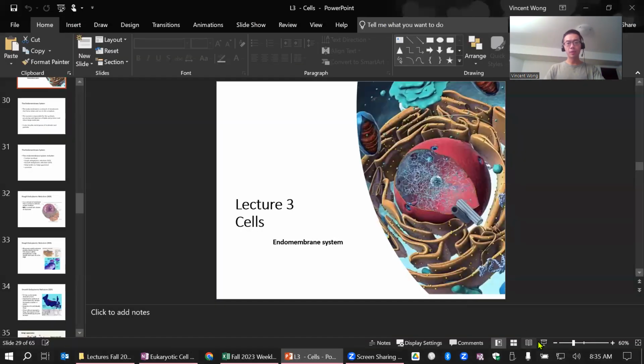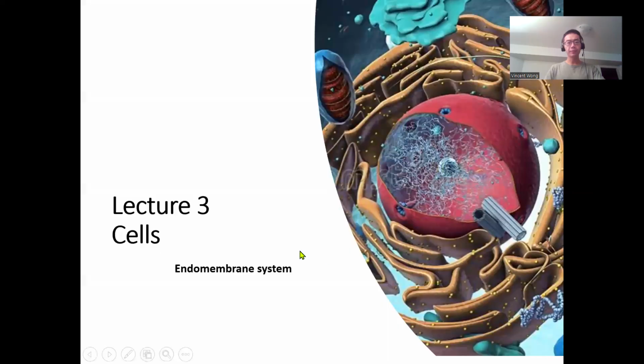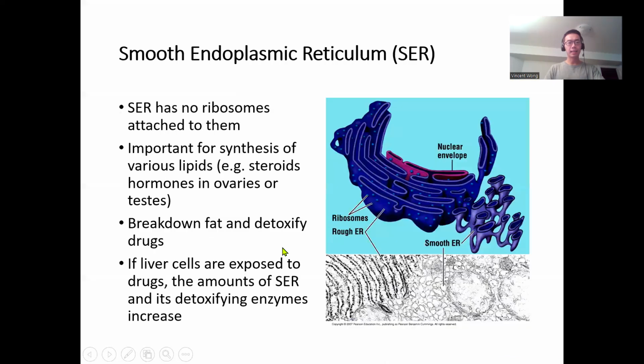So let's go back to the PowerPoint slides here. And this is the slide about smooth ER. The function of smooth ER is to produce lipids. Rough ER produces proteins. Smooth ER produces lipids. So there are various kinds of lipids that we learned. Phospholipids, triglycerides, steroids. These are all examples of lipids, and you will make them in the smooth ER.